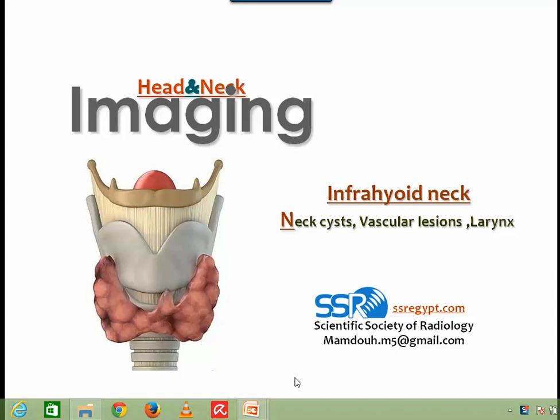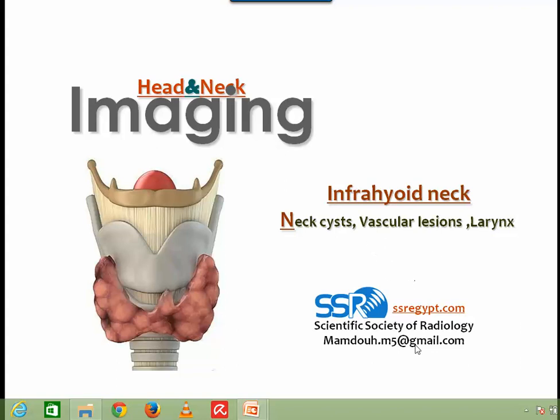Dear colleagues, now we are handling the next topic, which is the infra-hyoid neck, and this topic is divided into two parts. The first part will deal with the cysts in the neck as well as the vascular lesions. And you remember that we have tackled this subject, which is imaging of the larynx, before. Then the second part of the infra-hyoid neck will be about the imaging of lymph nodes, the thyroid gland, and the parathyroid glands.